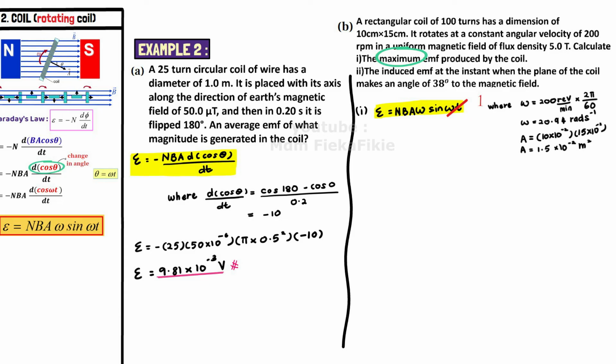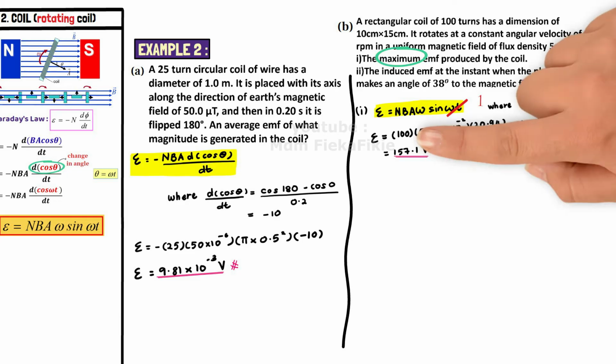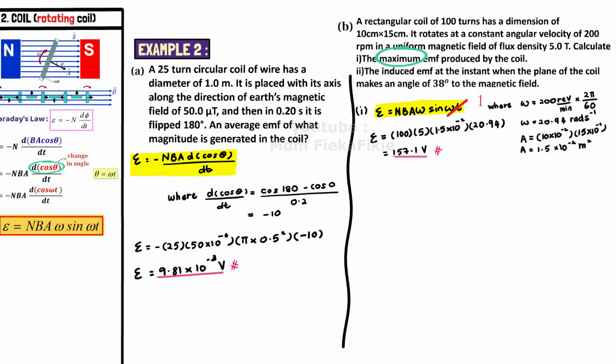Area pun samalah. Dimension diberikan dalam unit sentimeter. Make sure bila you kira area, pastikan semuanya dalam unit meter. Okay, so bila kita dah ada area, kita dah ada nilai omega, so we can straightly substitute in equation induced EMF equal to NBA omega. So final answer for maximum EMF produced is equal to 157.1 volt. Okay, so now let's move to the second question.